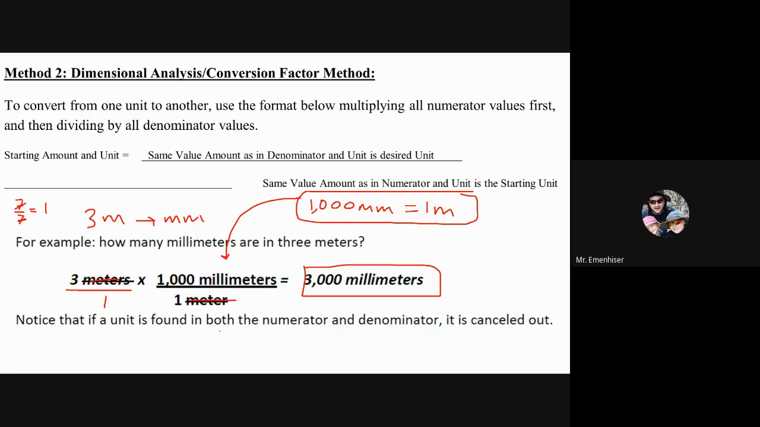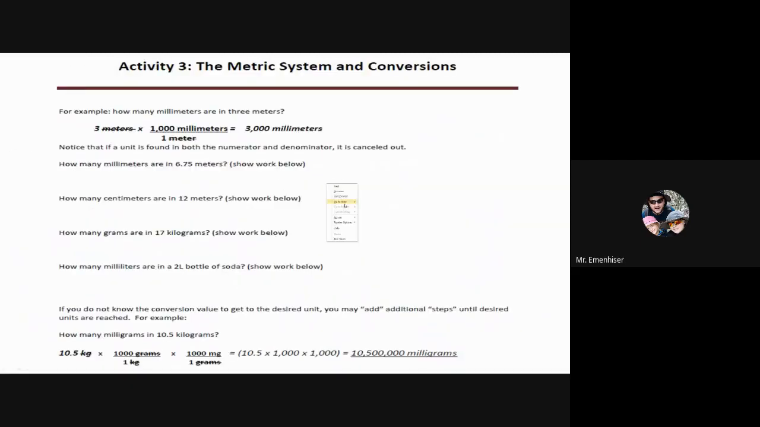Okay, now let's try a couple. So there's our example again. How many millimeters are in 6.75 meters? So 6.75 meters. I'm going to write that over 1, and I'm going to multiply by the conversion. There's 1,000 millimeters in a meter. So I'm going to write that 1,000 millimeters over 1 meter. Then I do 6.75 times 1,000. 6,750. And that's millimeters. All right.